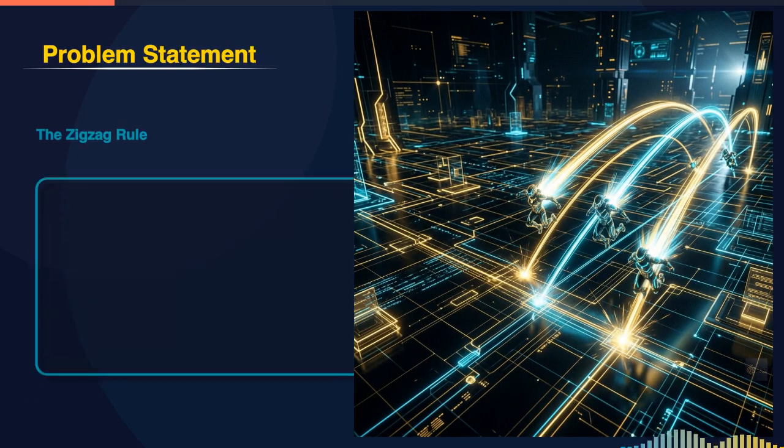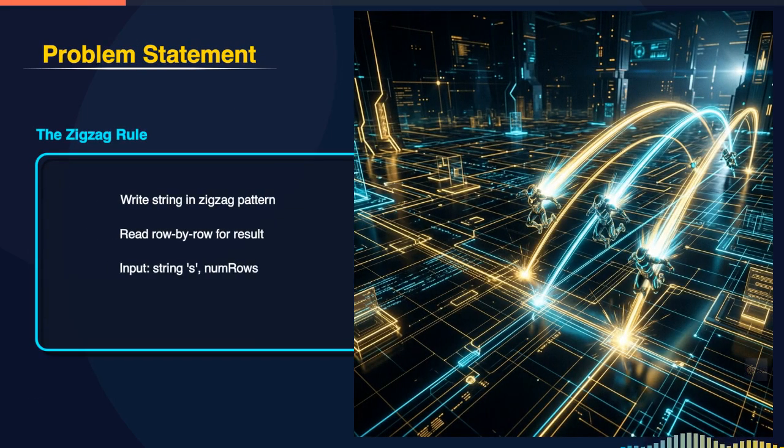We are given a string and a number of rows. We need to write the string in a zigzag pattern and then read it row by row to produce a final result. Imagine the characters are being placed on a grid, starting from the top, moving all the way down, then bouncing back up diagonally, and repeating.